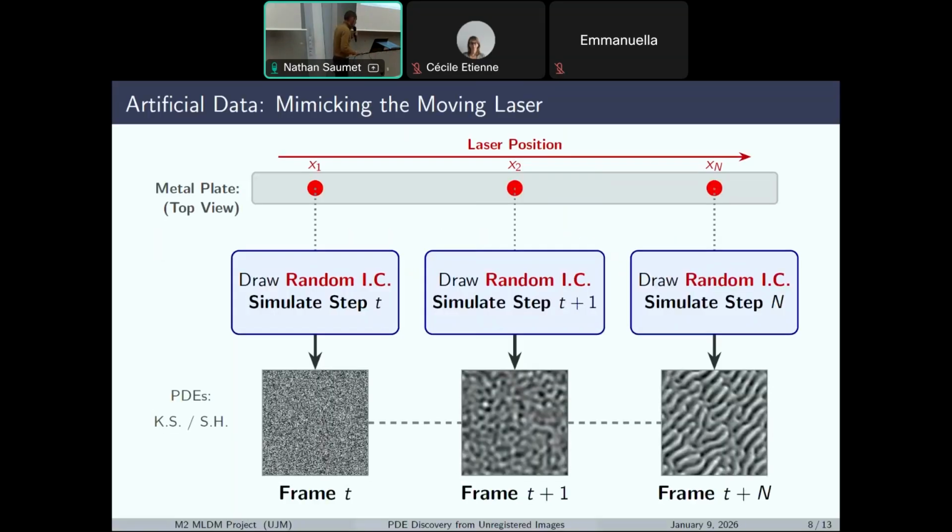So first, how did we mimic our real data with some artificial data? What we did is that first we used two PDEs, Kuramoto-Sivashinsky and Swift-Hohenberg, that are PDEs that exhibit kinds of the same patterns as our real data. And then for each frame of our data set, we take this frame from a simulation that comes from a different random initial condition that mimics the fact that we are moving on our metal plate.